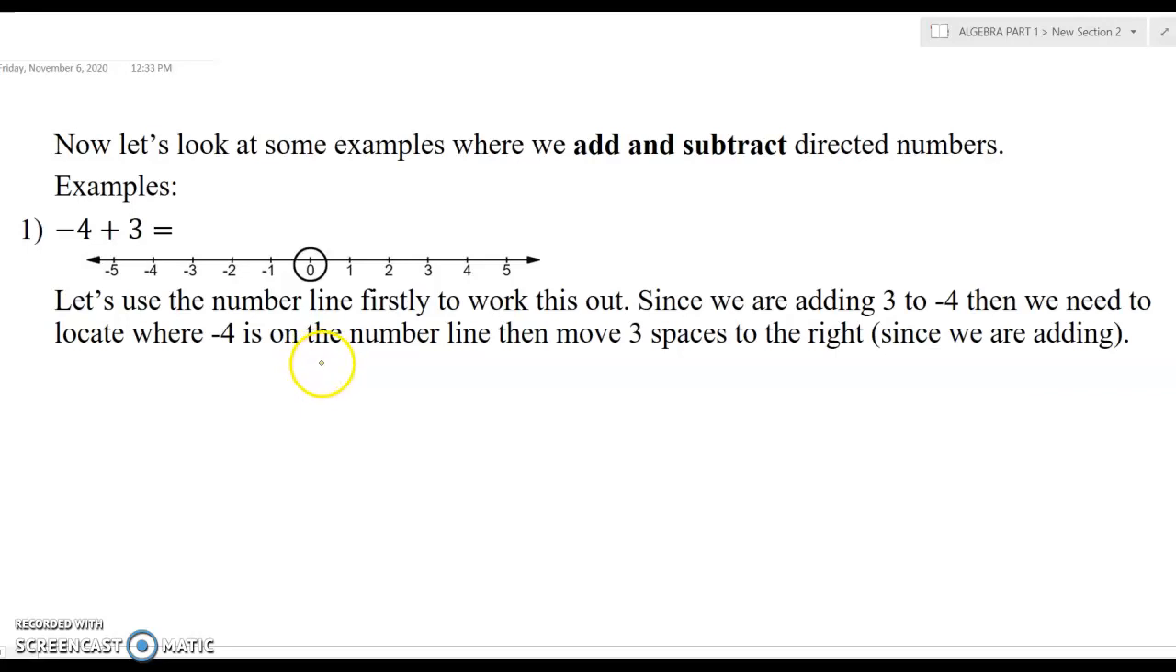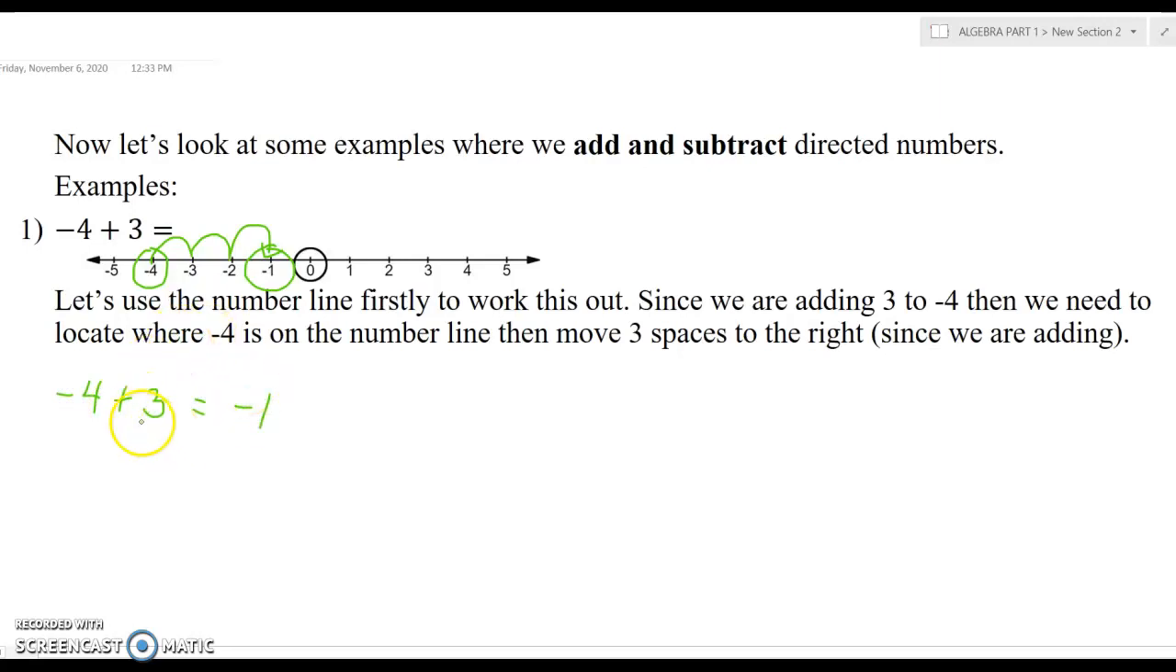Since we're adding 3 to negative 4, the first number stated is negative 4. So locate where negative 4 is. Negative 4 is right here. We are adding 3, so we need to move 3 places to the right. So 1, 2, 3. And here is my answer. Negative 4 plus 3 is equal to negative 1.